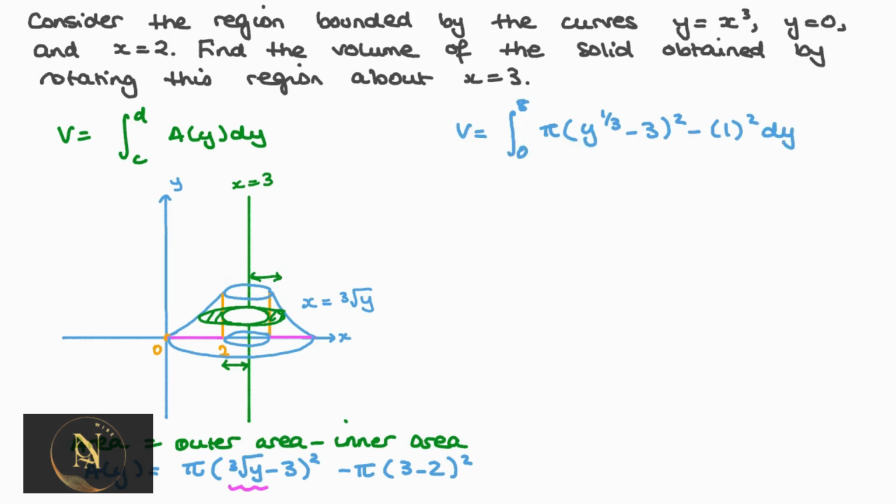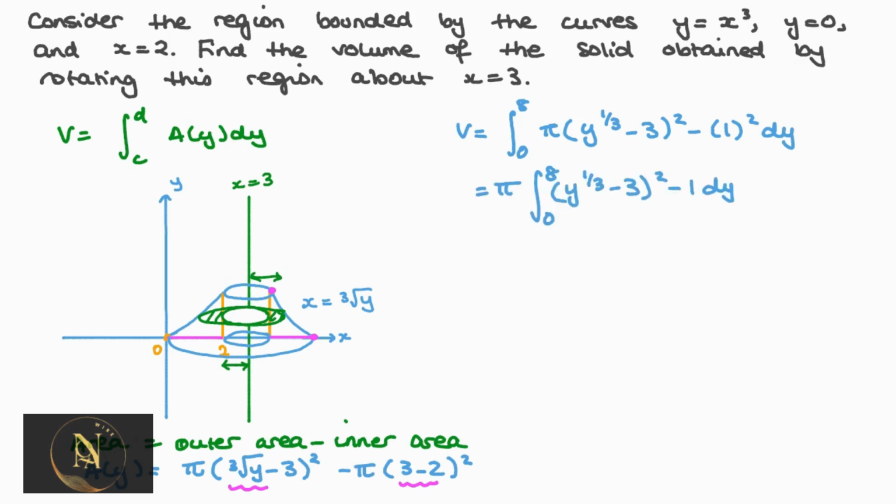We write the cube root of y as y to the power of 1/3, and we simplify 3 minus 2 to be equal to 1. The limits of our definite integral are found by considering the equations of the horizontal lines that bound our region. We know the lower of these is y is equal to 0. The upper limit is the point of intersection between the curve y equals x cubed and x equals 2, so that's 8.